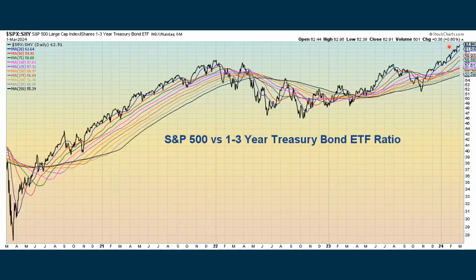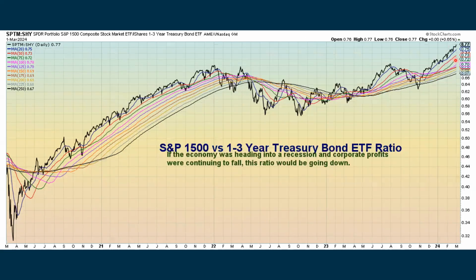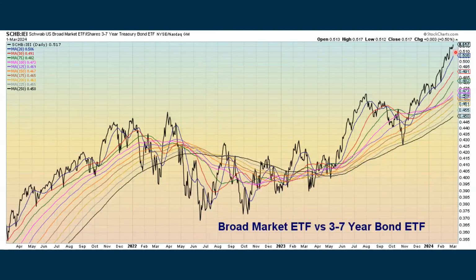Here's the S&P 500 compared with shorter-term bonds from 1 to 3 years. This is suggesting on a shorter-term basis that stocks are outperforming. Then we look at the S&P 1500, which is a broad market measure, and also compare it with shorter-term bonds. And this is suggesting there's more participation across the market as stocks are outperforming the shorter-term bonds. And we look at another broad market measure, and we go further out with bonds. This is also suggesting that the broad market continues to outperform.